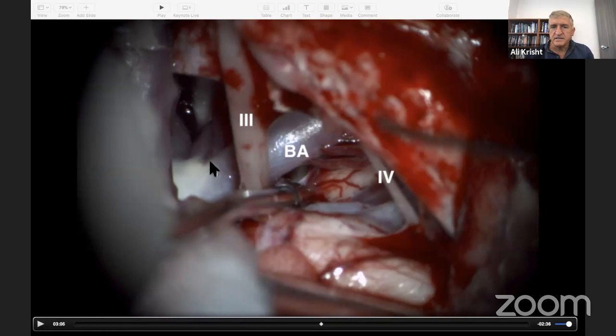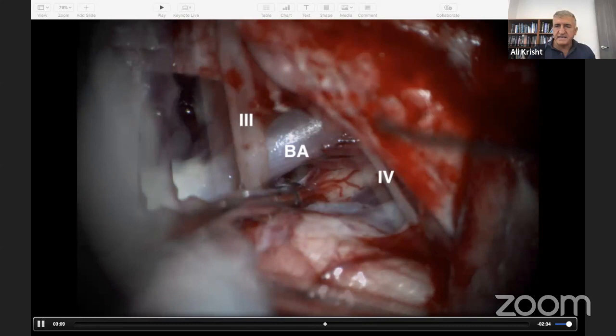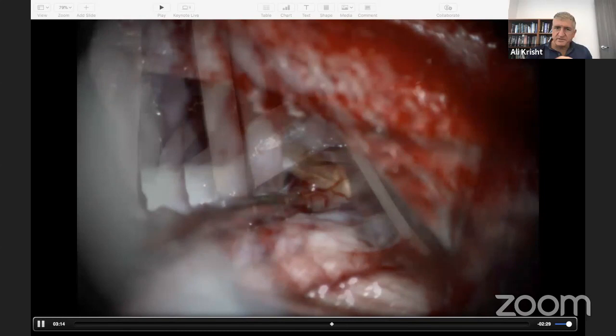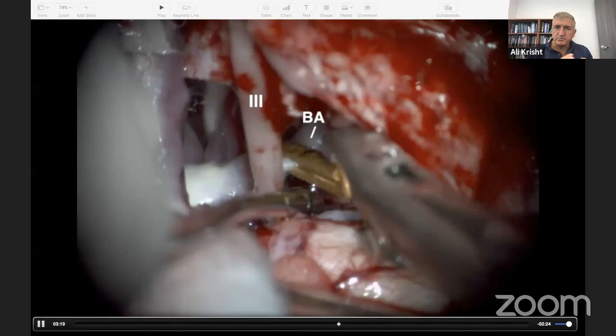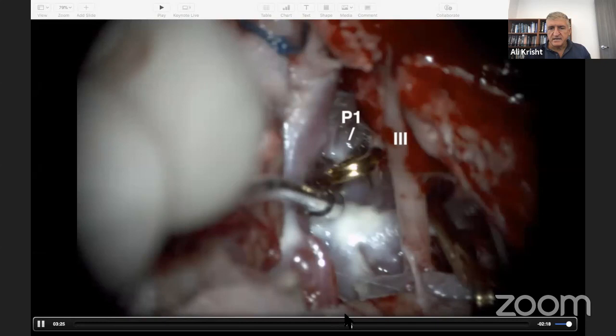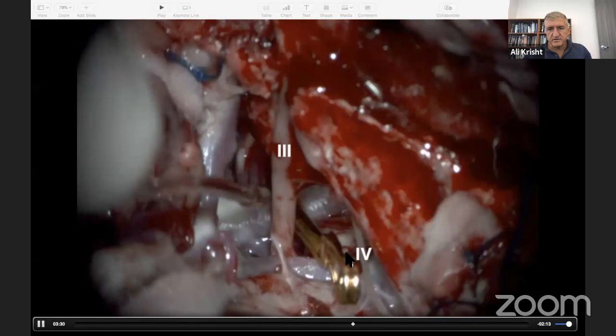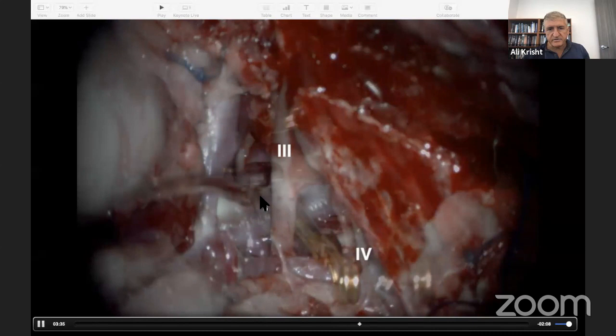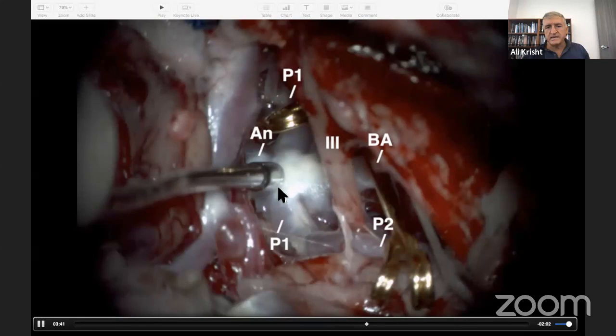You will see in a second, I can see the neck much better once I put the clip in place. So this is the clip on the perforator free zone. Then we will put a clip on the P1 on the opposite side. That's the P1 on the opposite side. And then all of a sudden, the view of the aneurysm, you will see that's the third nerve, that's the fourth nerve. Now we will angle the microscope, and then all of a sudden the aneurysm dropped down. And then we can see around the aneurysm better.